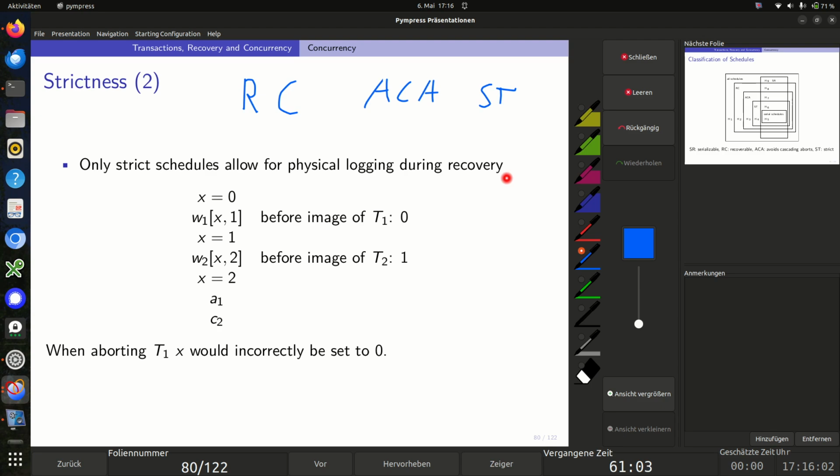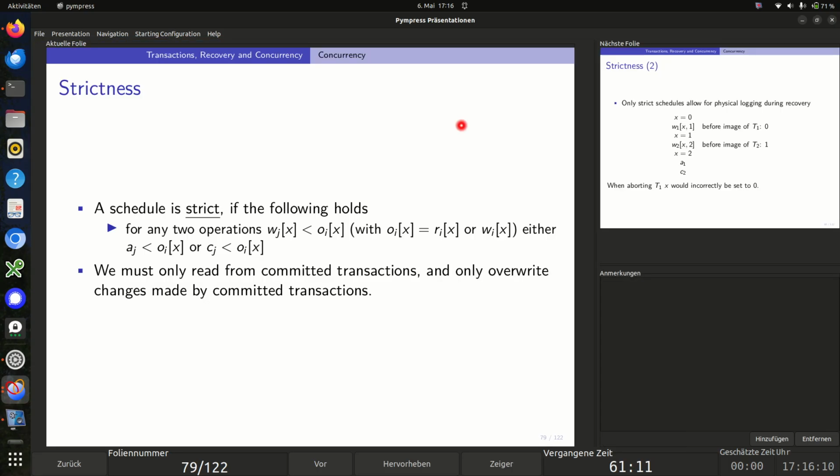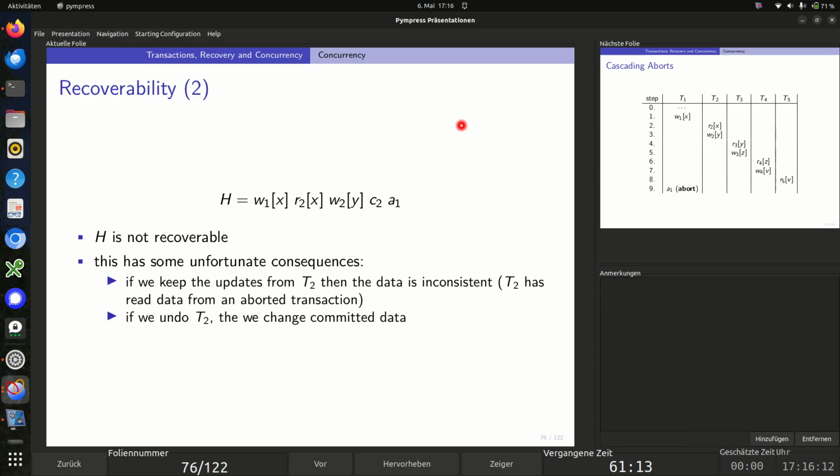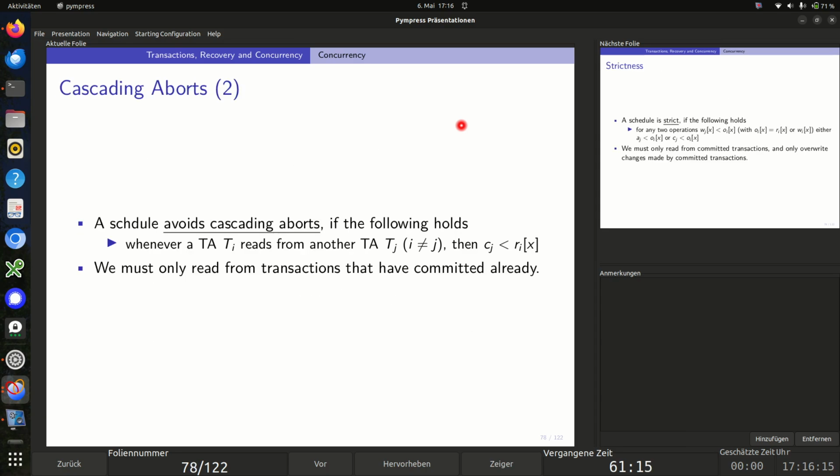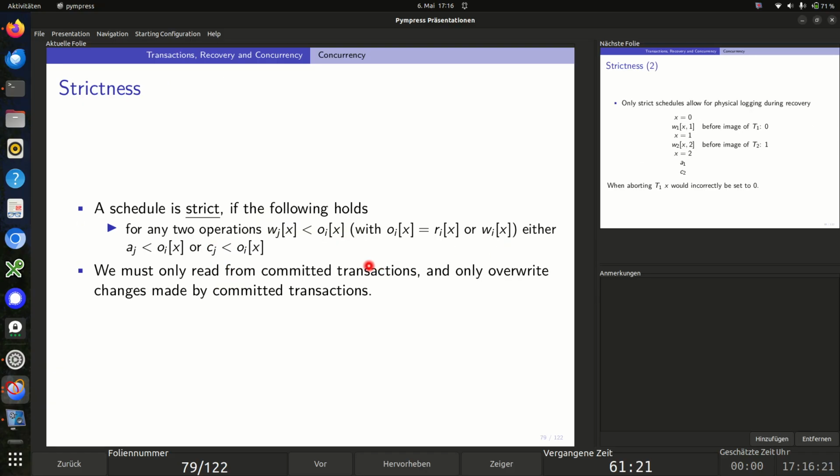So the other way around. If we have recoverable, we made the rule stronger. Avoiding cascading aborts means that if one transaction reads from another, then the commit must happen before the read. And now, for strict, if it either reads or writes, then there must be a commit before.